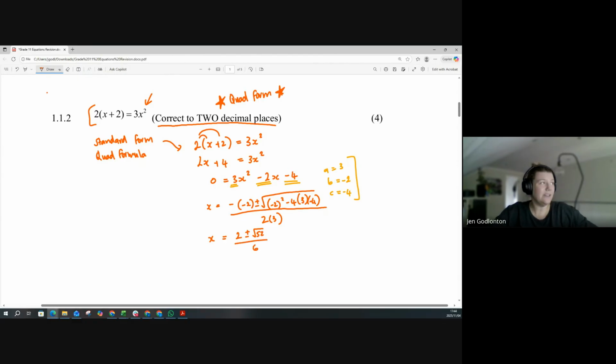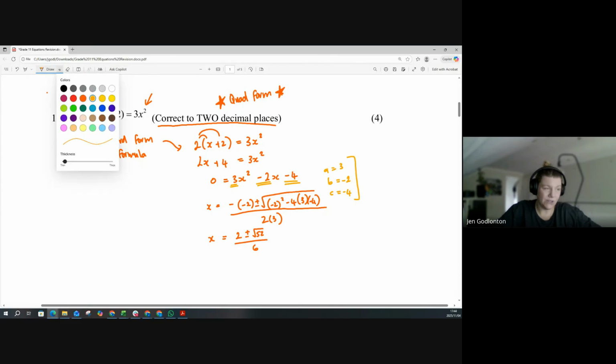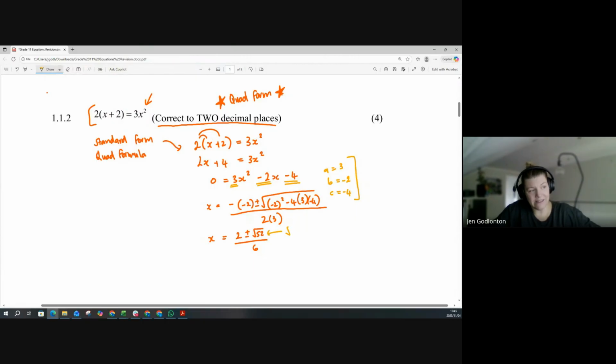This is just a little piece of advice that I like to give my students. I always suggest simplifying inside the root. So simplify inside the root. Because it makes it clear that we're going to have the two answers. So we're going to have 2 plus root 52 over 6, and then we're going to have 2 minus root 52 over 6. And if we don't do that simplification, sometimes we forget that there's going to be two answers.